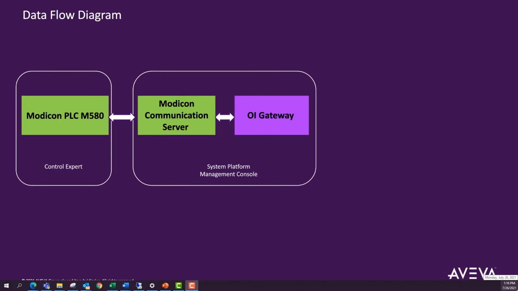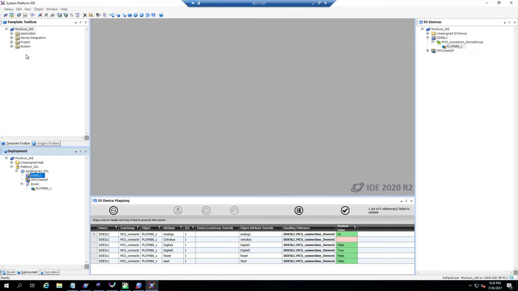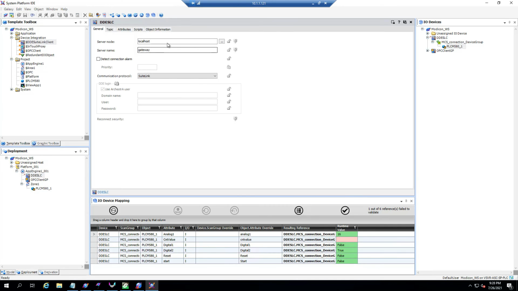So far, we have covered the configuration for Modicon PLC, the Modicon communication server, and the configuration for the OI gateway. The next step would be configuration of the DI object. In the System Platform Integrated Development Environment, we created a DDE Suite Link Client DI object, derived from the existing DDE Suite Link Client template in the Device Integration Toolset. Alternatively, an OPC Client DI object could be used.